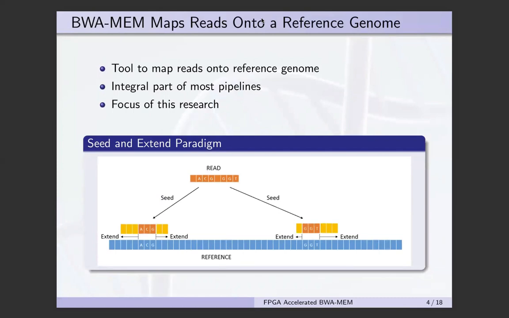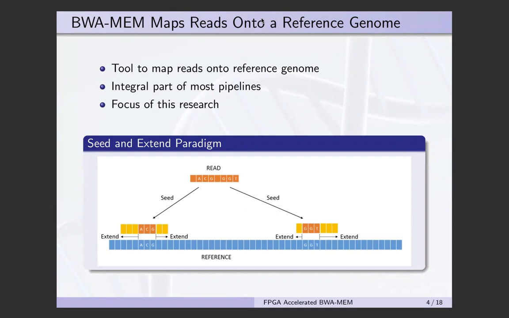BWA-MEM is an algorithm that allows us to sequence DNA effectively on CPUs. The tool maps the short reads on the reference genome by first identifying what we call seeds, which are short stretches of exact matches between the reads and the reference DNA.